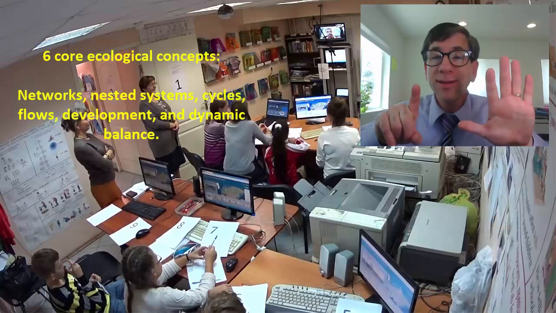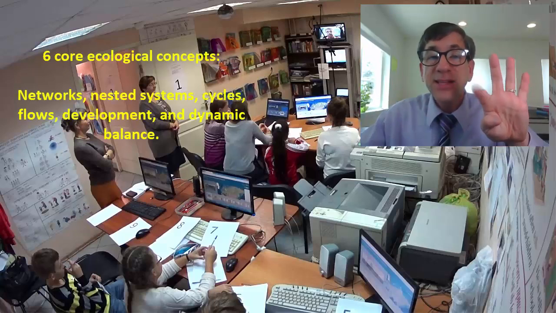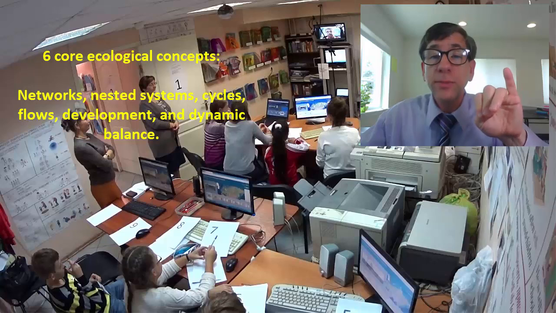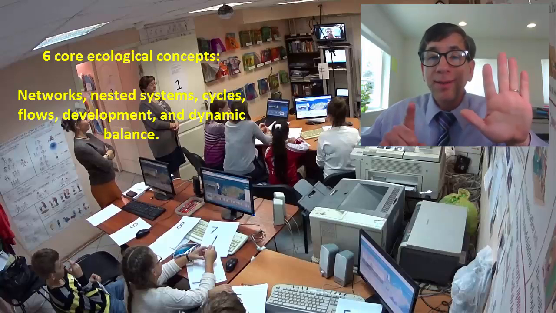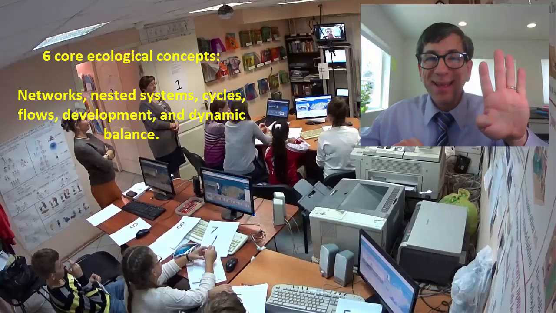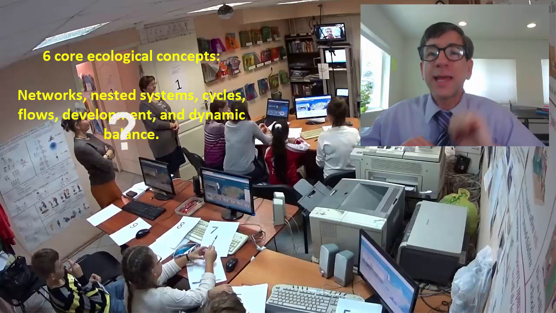GIS can foster each of the Center for Ecoliteracy's, go to ecoliteracy.org, 6 core ecological concepts: networks, nested systems, cycles, flows, development, and dynamic balance. So that's networks, nested systems, cycles, flows, development, and dynamic balance. GIS allows variables to be input, modeled, and modified so that the dynamics of environmental processes can be studied.